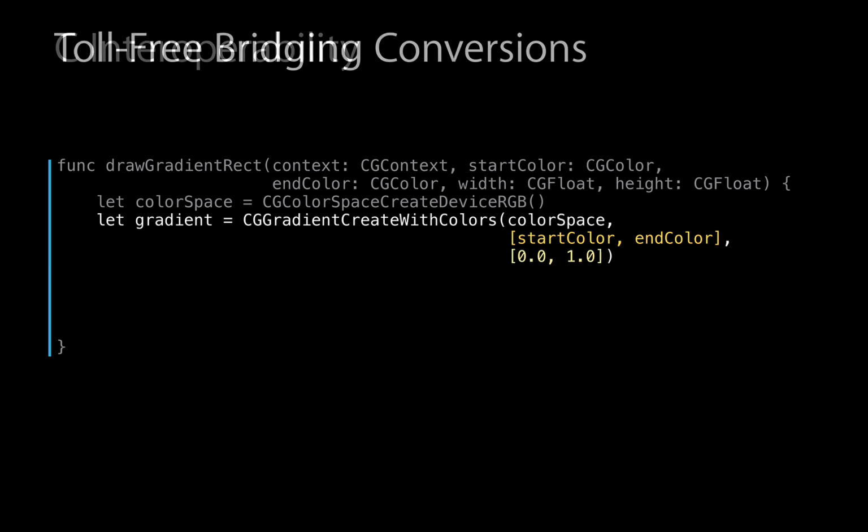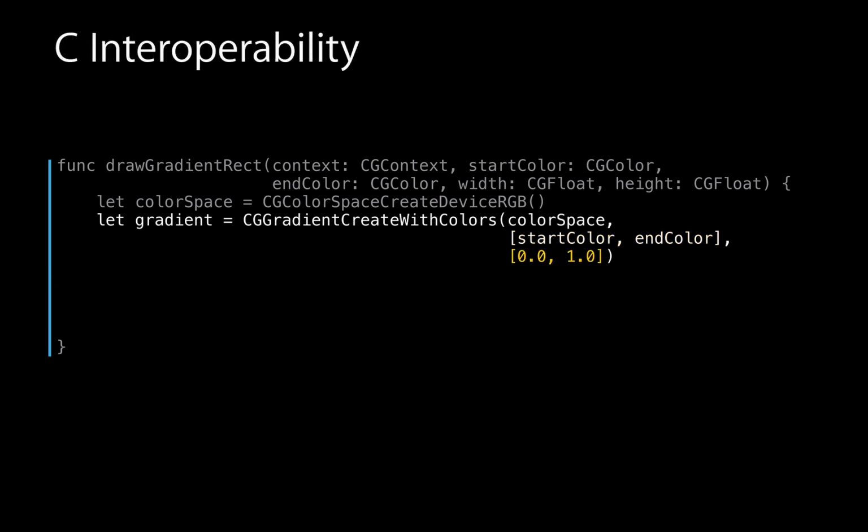Did the exact same thing for the C parts. So here, we just have an array of floating point values. This is treated as a native Swift array of CGFloats that we bridge seamlessly to the underlying C array that this C function expects.